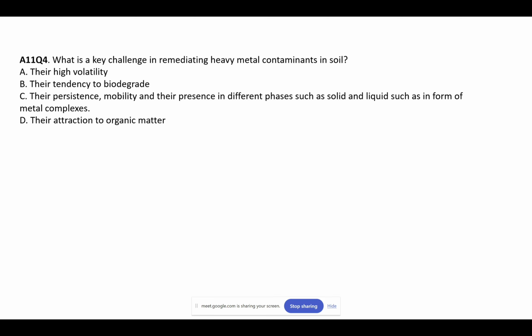And the last option, their attraction to organic matter. The attraction of metals to organic matter is not that much. So option D is also not correct. So C, their persistence, mobility, and their presence in different phases such as solid and liquid, and in liquid such as in the form of metal complexes, contributes to the difficulty in remediating the soil contaminated with heavy metals. So C is the correct answer. So now let's move to the next question.